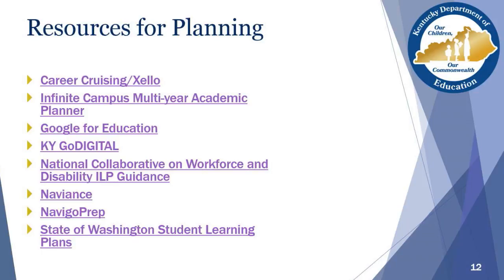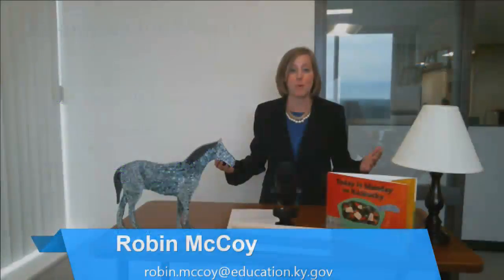Naviance is a great program too that we see being utilized. It's a pay program if you were interested in paying for something. Navigo Prep is another one, curriculum based, and helps you make connections with business and industry. Also, we use the State of Washington Student Learning Plans. If you just want to check those out and see what other states are doing, that's a great one to utilize. Wisconsin has a great one too that we're using to kind of guide our planning. So those are some resources that you might dig into.